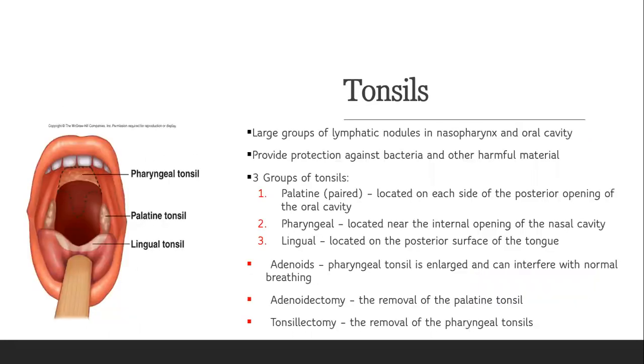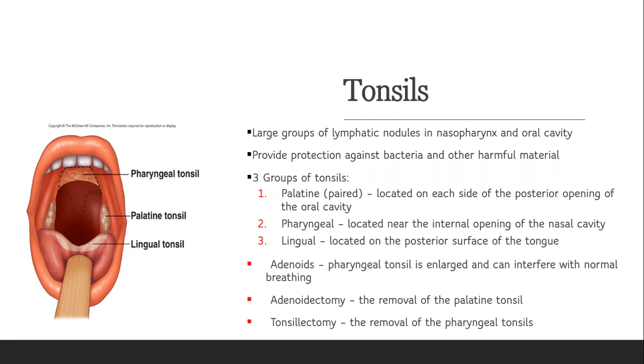Our tonsils are a large group of lymphatic nodules found in the nasopharynx and the oral cavity. They provide protection against bacteria and other harmful material. There are three groups of tonsils: the palatine, pharyngeal, and lingual. Among these three, the palatine is paired. So we have two palatine tonsils located on each side of the posterior opening of the oral cavity. We have the pharyngeal, located near the internal opening of the nasal cavity, and the lingual, located on the posterior surface of our tongue.